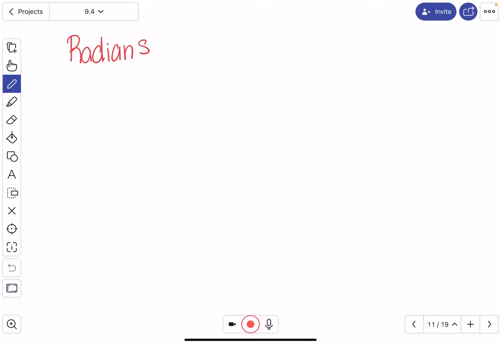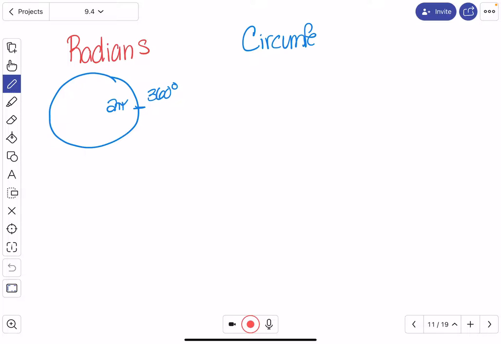Radians are another way to measure angles in a circle. So like we have 360 degrees, we have 2 pi radians. Circumference is actually where you might have seen this before. Circumference equals 2 pi r. This is just saying, hey, those are the radians of the circle times the radius. So radians are related to the radius. You've seen them in circumference.